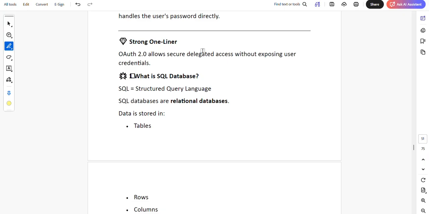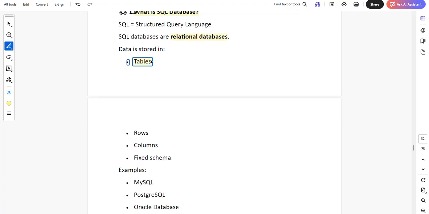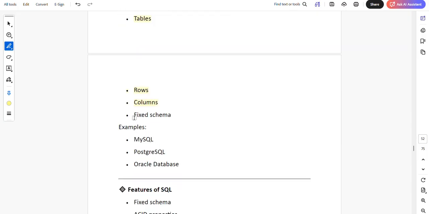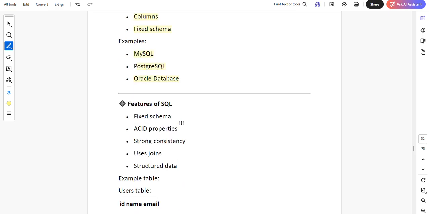So today's topic is: what is an SQL database? As we all know, SQL stands for Structured Query Language. SQL databases are relational databases. They generally store data in a table format, with rows and columns, and the schema is fixed. Some examples of SQL databases are MySQL, PostgreSQL, and Oracle Database. These are all SQL, Structured Query Language, databases.